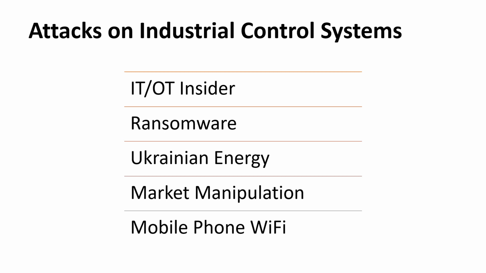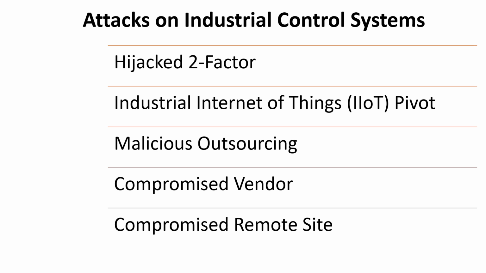Mobile phone Wi-Fi. The attackers would plant malicious software on mobile phone apps and continuously scan for Wi-Fi networks in critical infrastructure workplaces. The Wi-Fi network, if left unprotected, can be compromised at that workplace. Additional attacks are the following. Hijacked two-factor. The sophisticated attacker compromises the two-factor authentication mechanism to attack the remote access of the critical infrastructure from the home network of the operator.